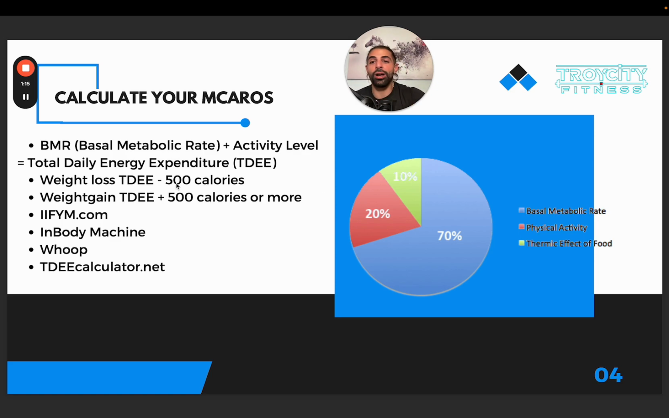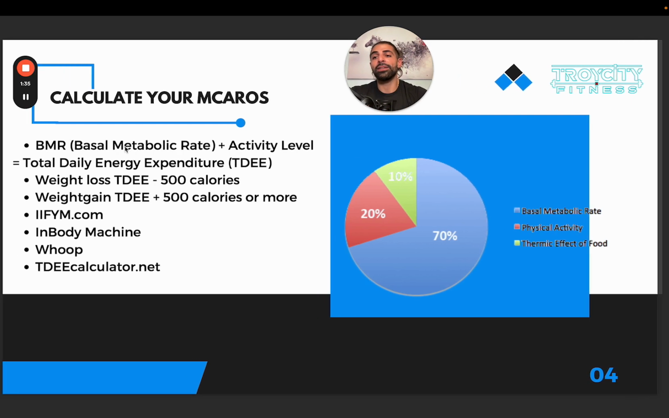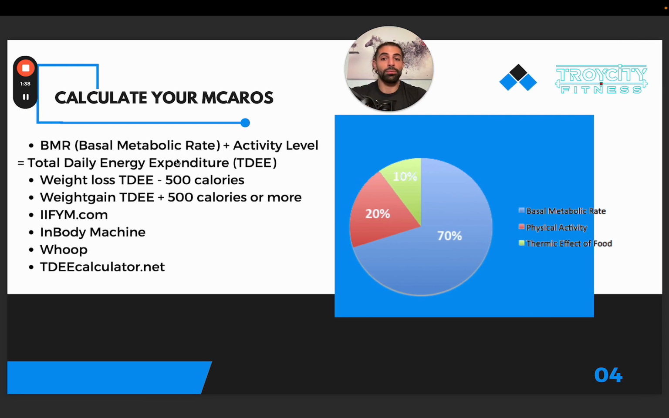So the way that you are going to come up with your total daily expenditure, and this is how many calories total, everything included, you burn on a daily basis. This is the most important number because from there, we are either going to subtract 500 calories to lose weight or add 500 calories to gain weight. So what you do is you get your basal metabolic rate, which you can calculate by doing an in-body machine. You take your activity level and then you come up with your TDE. Another really easy way to do this, guys, and it's pretty accurate. You can just go on a website like ifitfitsyourmacros.com or this one right here. And I have been using both for years. I've used them for clients and they work great.